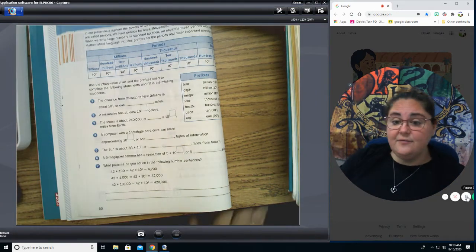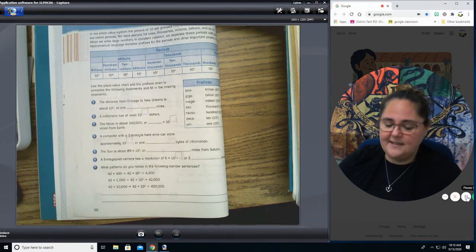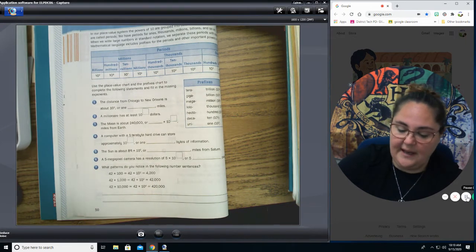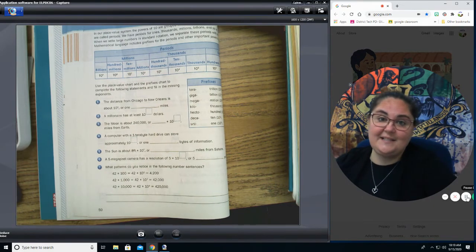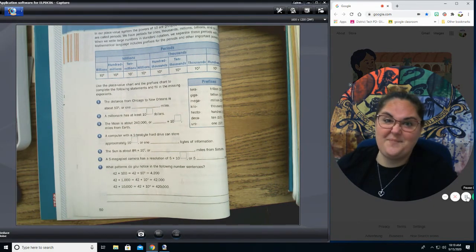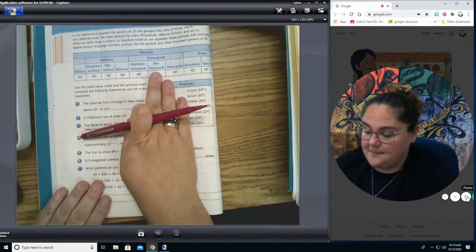So as of right now, again, we'll go a little bit deeper into that on, I think it's going to be either Friday or early next week. We're going to talk about what happens when you have 2 digits that you're going to multiply by. So today we're going to practice by using powers of 10.